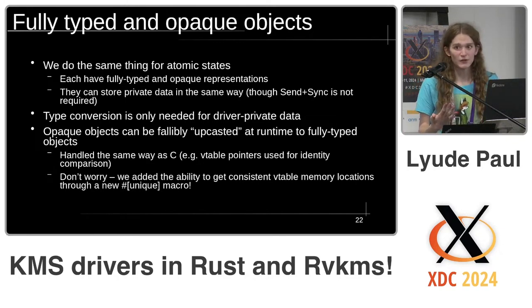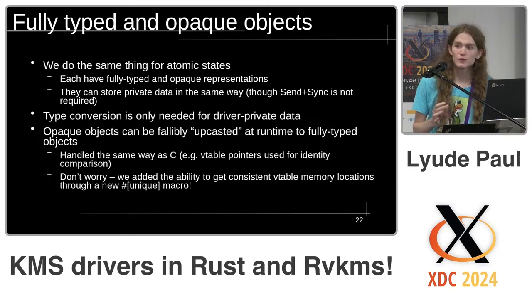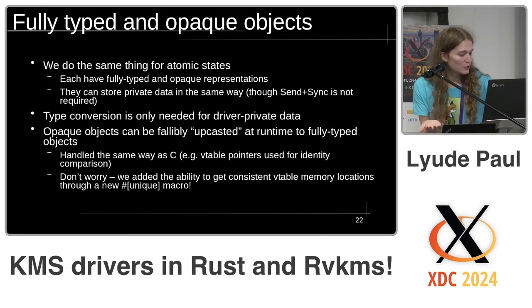So if you don't need access to driver-specific data, you would use an opaque type. Otherwise, you'd convert it to a fully typed connector. This is done fallibly at runtime. We do have some infallible conversion operators that you can use if you have a simpler driver where you only have a single implementation. But yeah, this also required us to actually add something so that we could get consistent vtable memory locations, which is not something that Rust has by default. Constants are basically treated more as inline constants rather than actual static constants.